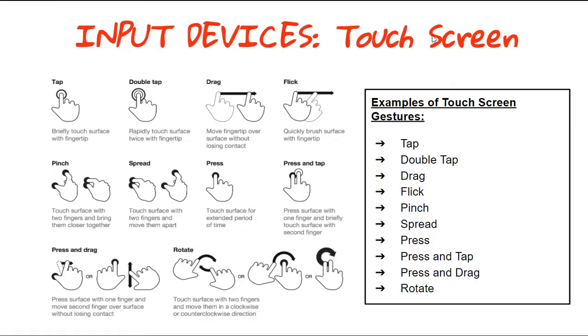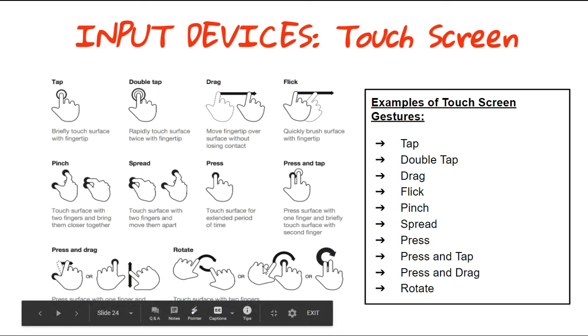What type of actions or gestures can I use with the touchscreen? You can tap, double tap, drag, flick, pinch, spread, press and tap, press and drag, rotate. So just know 2 or 3 of them.